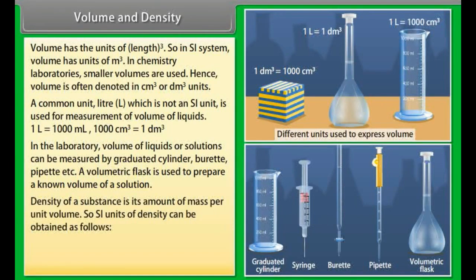Density of a substance is its amount of mass per unit volume. So SI units of density can be obtained as follows. SI unit of density is equal to SI unit of mass upon SI unit of volume, which is equal to kg m raised to the power minus 3 or g cm raised to the power minus 3.